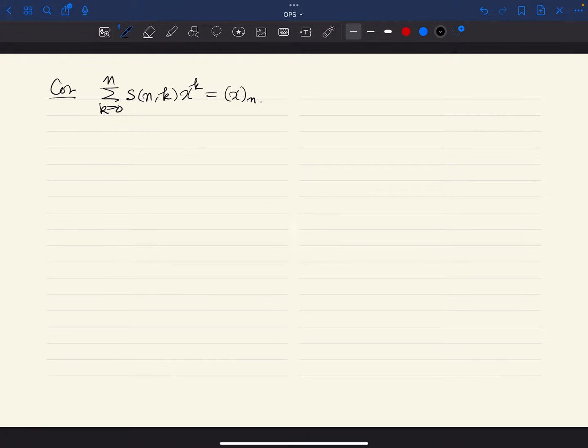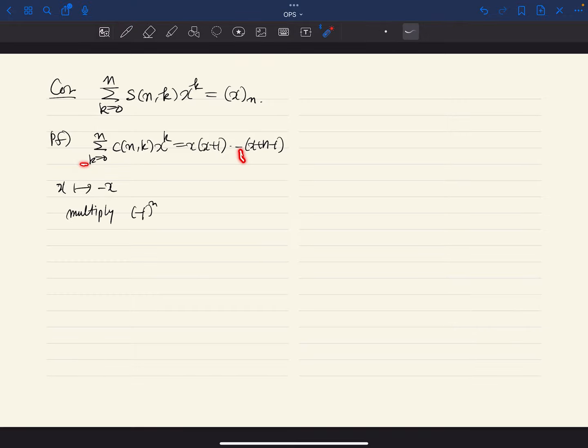And here we already know this. So change x to minus x and multiply by (-1)^n on both sides, then we get exactly this. You can just do the computation, a simple computation. You see the minus, and then these become falling factorials if you multiply by (-1)^n. So that's exactly this. This is exactly this. Okay, so we have a nice identity.